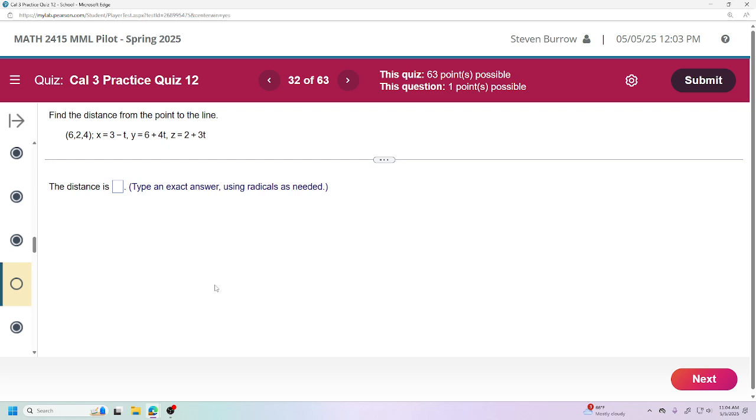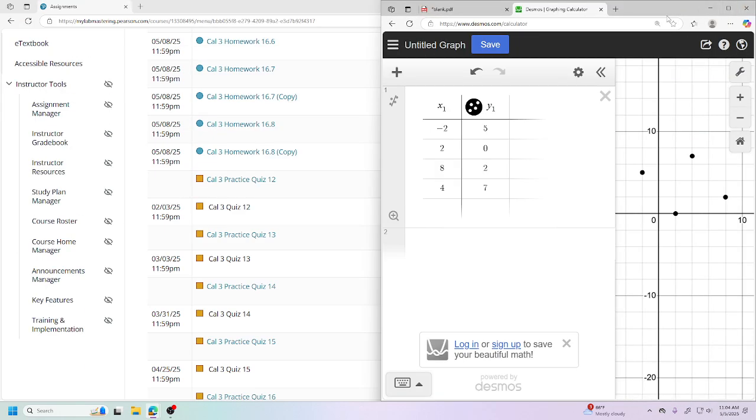Good. So distance from a point to a line. First off, we probably have a formula. Yes. And that makes it a lot faster if we have a formula.